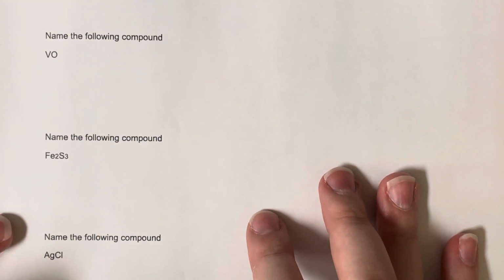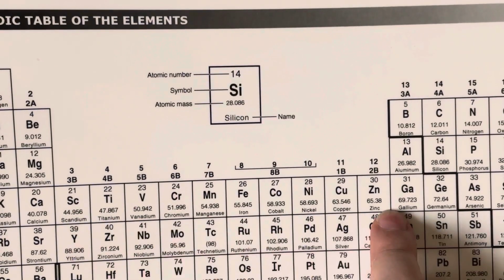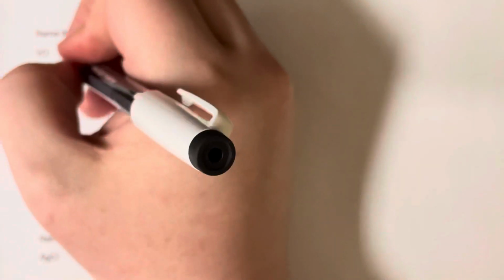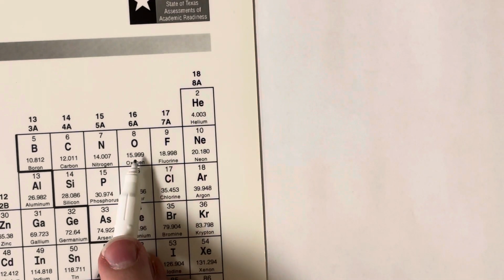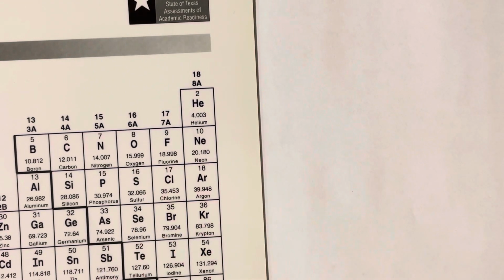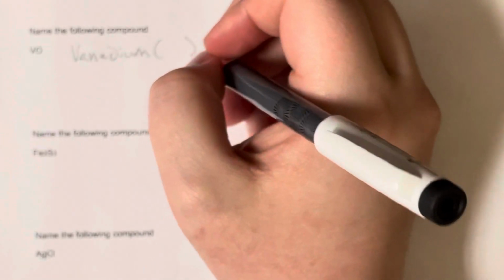Name the following compound, VO. V is vanadium, and it is in that transition metal block, which means that I do need to give myself a set of parentheses to remind myself that I need to do math. O is oxygen. It's an anion, so it's going to get the suffix change, so it's vanadium something oxide.